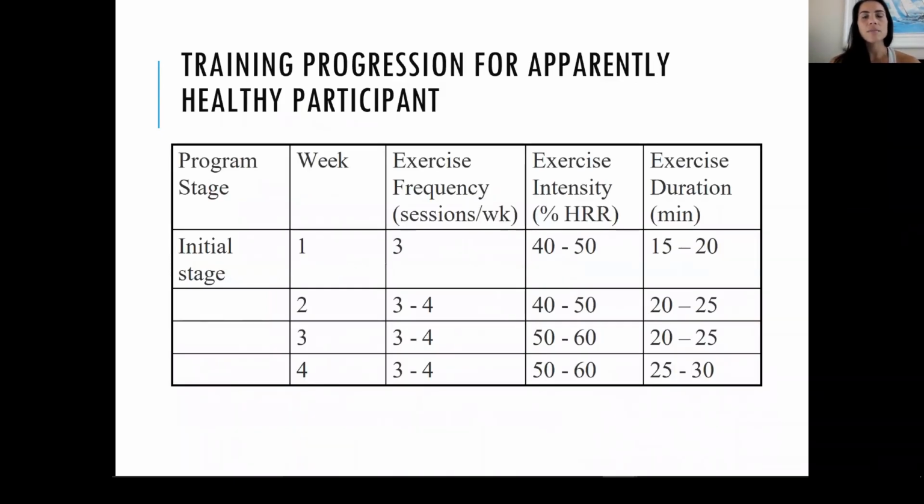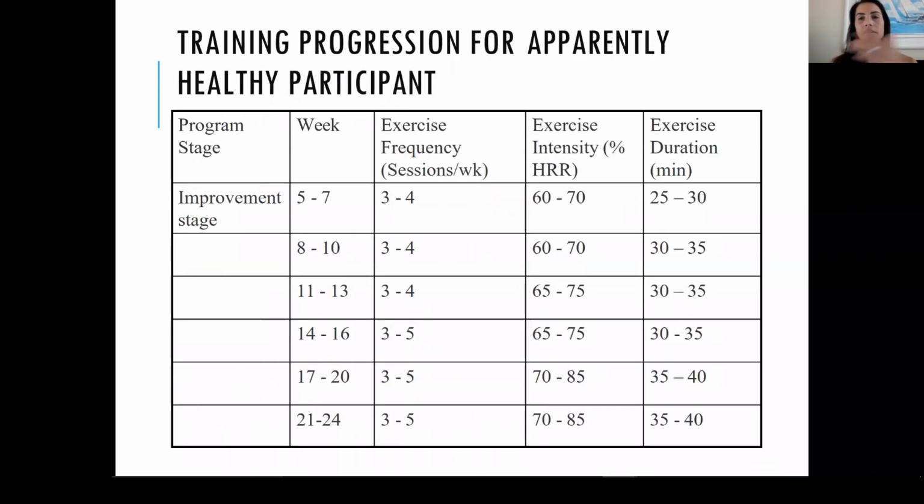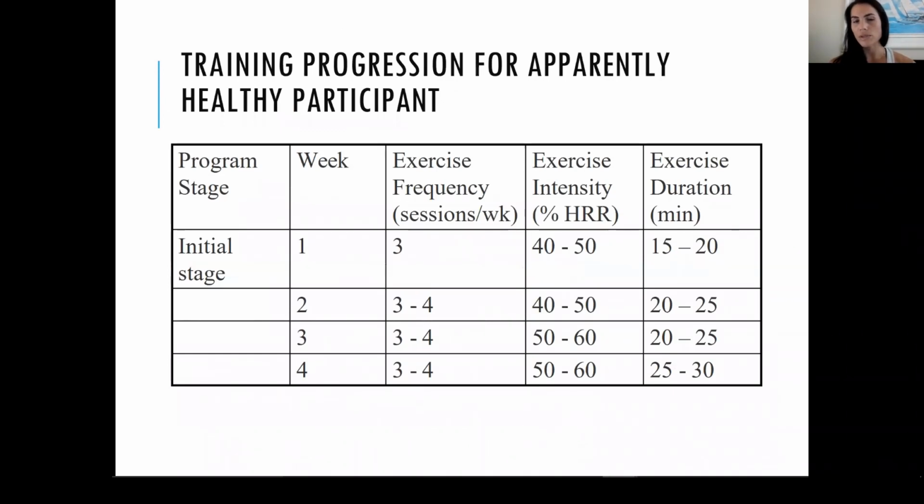This is a nice program just to show you how you can progress an endurance program with your client. So if you see over the next 3 slides, this is the same Excel document, just put over 3 slides. What you see is week by week the changes that happen in exercise frequency, intensity, and duration. So you can see that the first thing that changes is always going to be duration, right? So in week 2, you go from 15 to 20 minutes to 20 to 25 minutes.